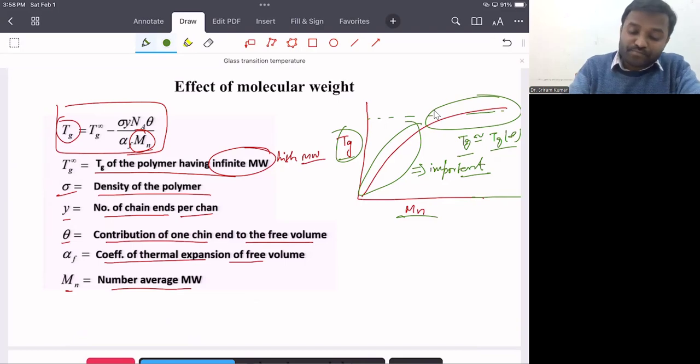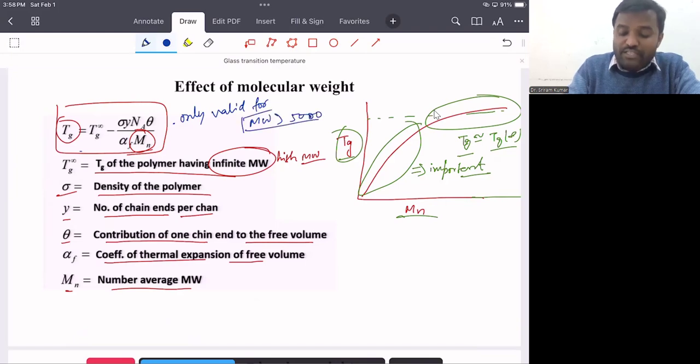But here, this formula is only valid for molecular weight greater than 5,000. So this formula is only valid if we have a molecular weight of more than 5,000. So what about if we have a lower molecular weight polymer?